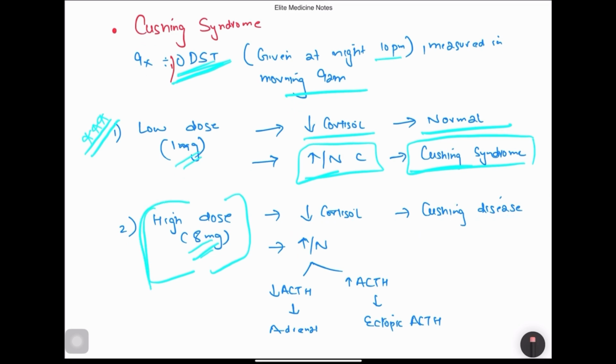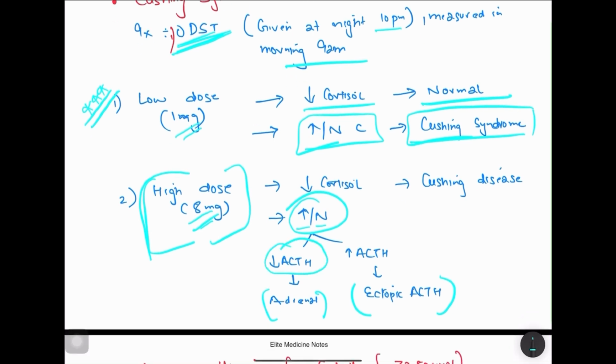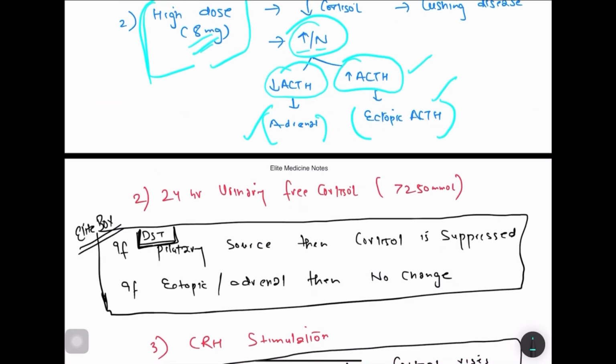Okay, but in case this high dose dexamethasone will not inhibit the cortisol production in the body, so the cortisol level will be increased or normal, it can be due to two conditions. Either it is an adrenal gland tumor or there is ectopic ACTH excretion. So that we can see by measuring the ACTH values. If the ACTH level is low, then it is an adrenal gland problem. If the ACTH level is high, it is an ectopic ACTH problem. Or else we can do a 24-hour urinary free cortisol, that is usually more than 250 millimoles.